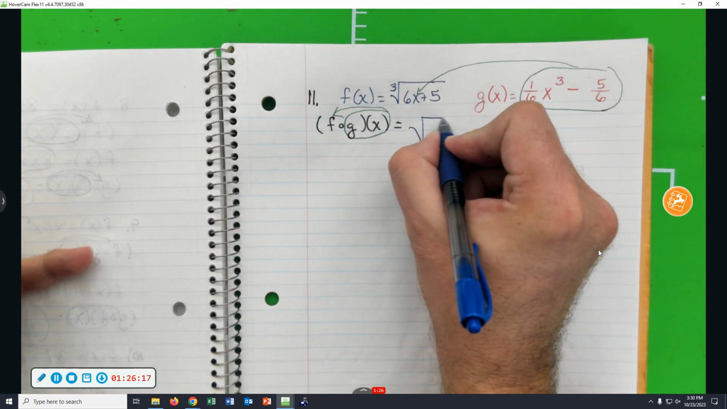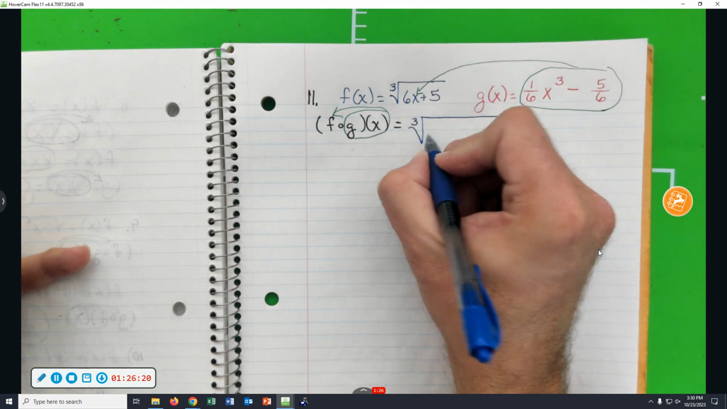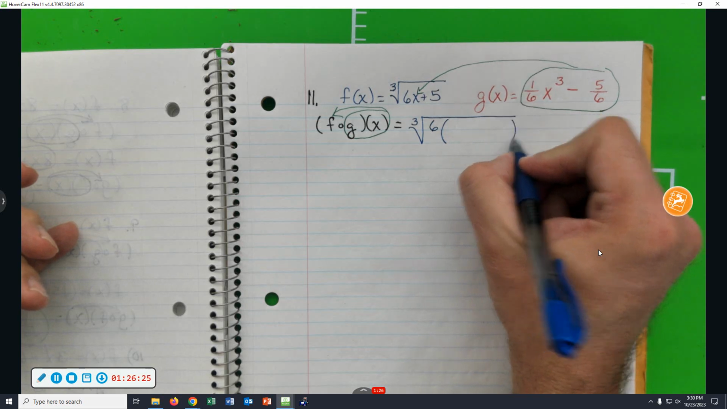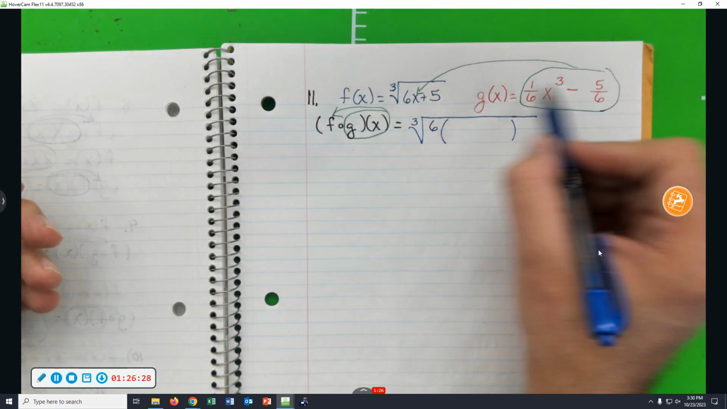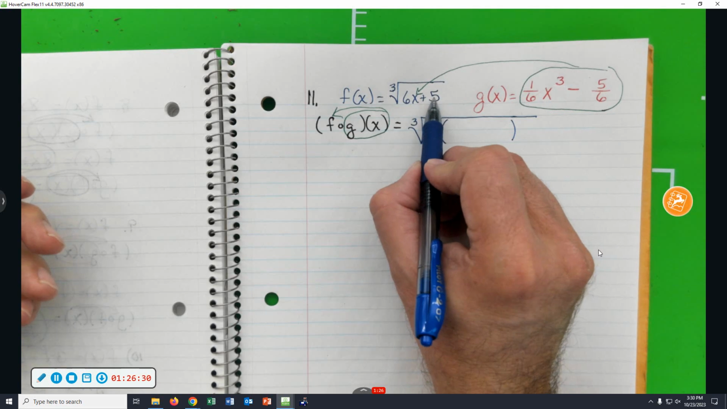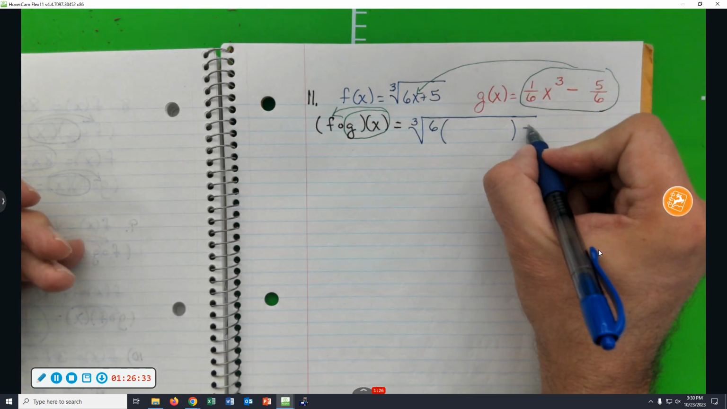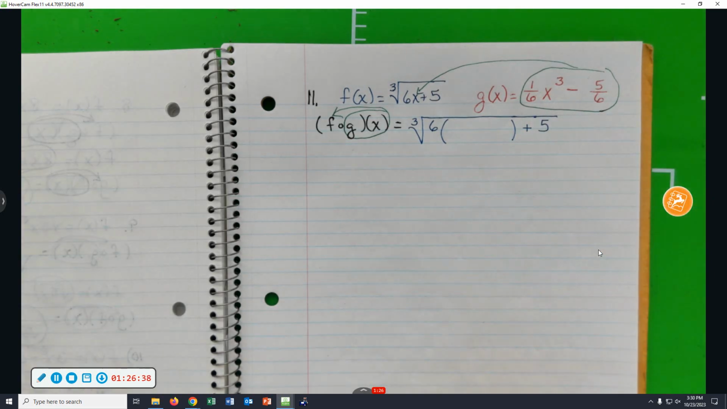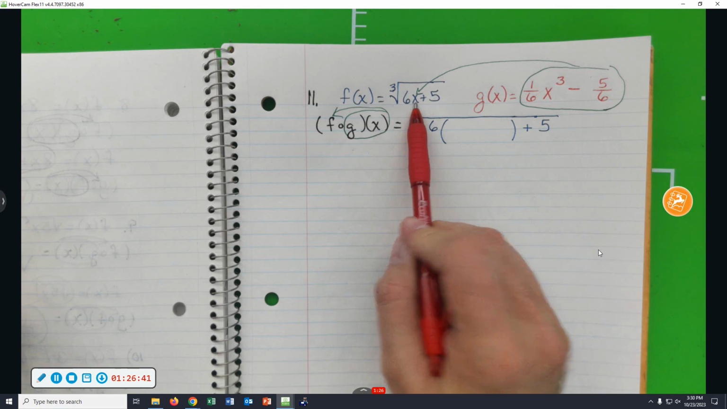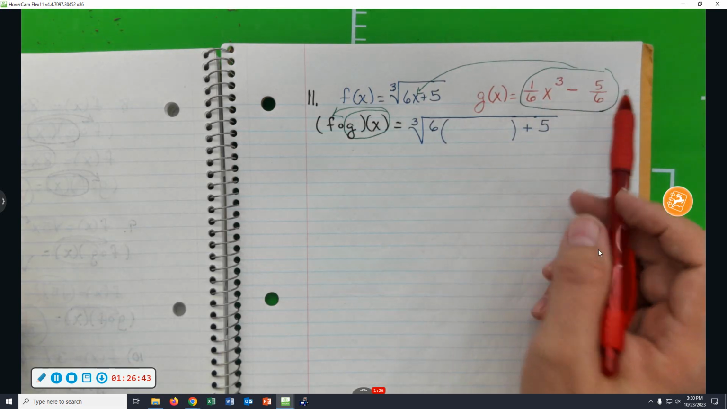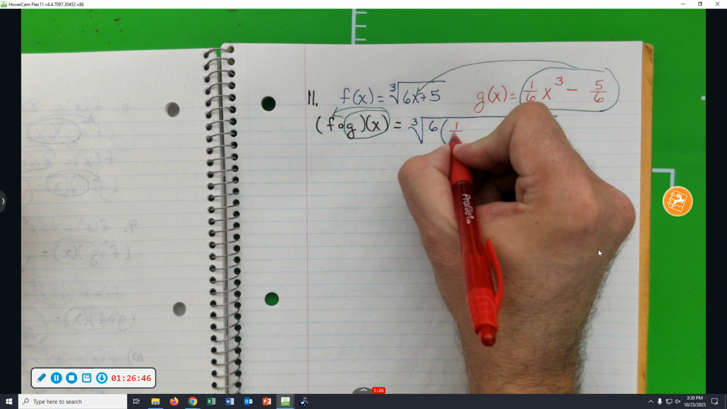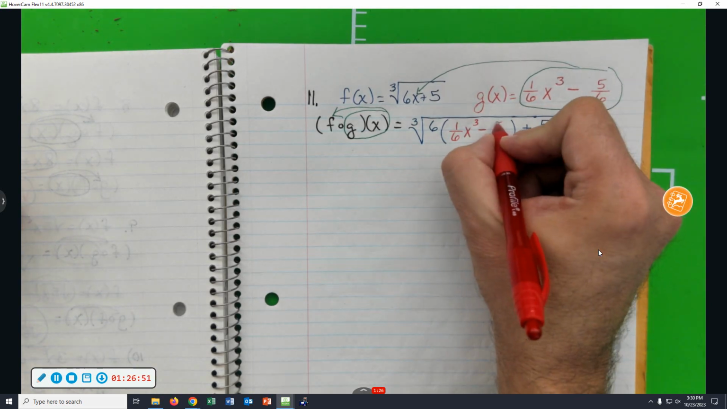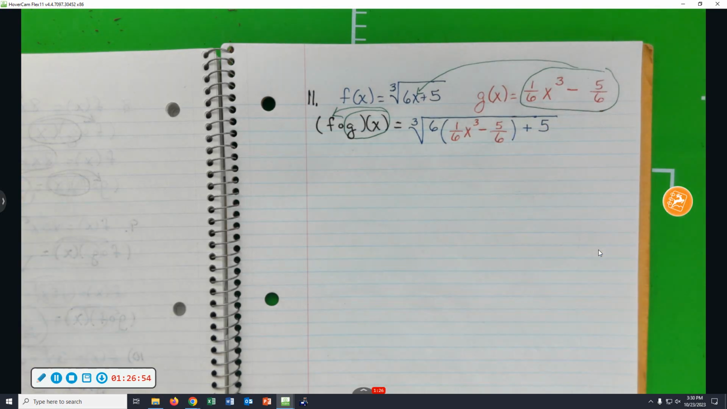At this point I'm going to make it big. In place of that blue x, I'm going to put all of this, but I still have that plus 5 right here. I want to go ahead and write that down. So I'm replacing the blue x with 1/6 x to the third minus 5/6.